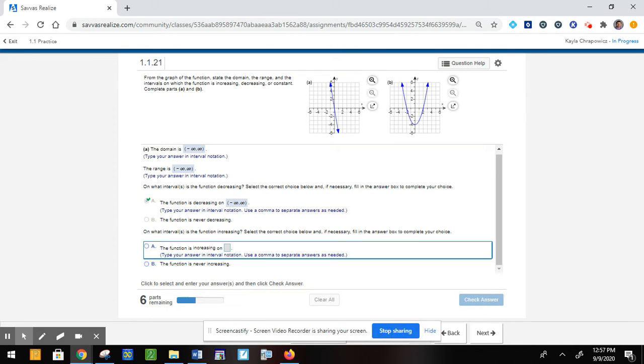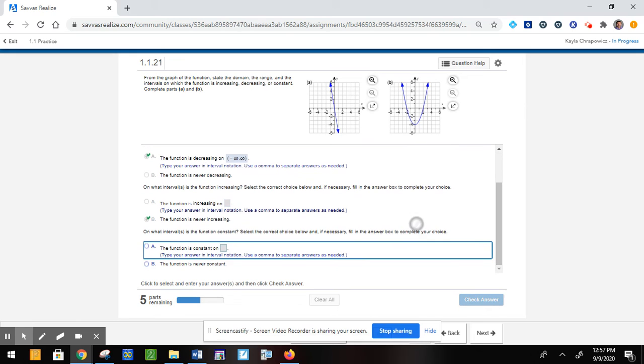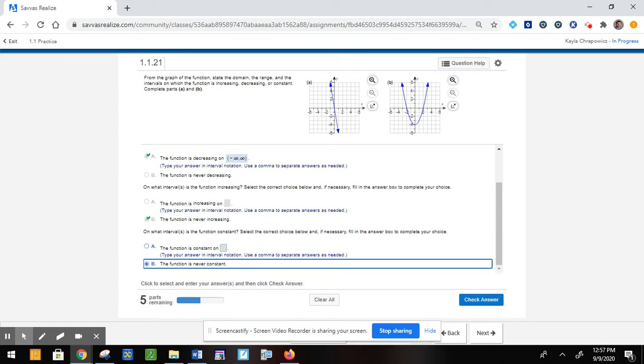On what interval is the function increasing? Again, it's going down the entire time, so it's not increasing ever, so the function is never increasing. On what interval is the function constant? It is not ever constant. It is decreasing the entire time, so the function is never constant is our answer there.